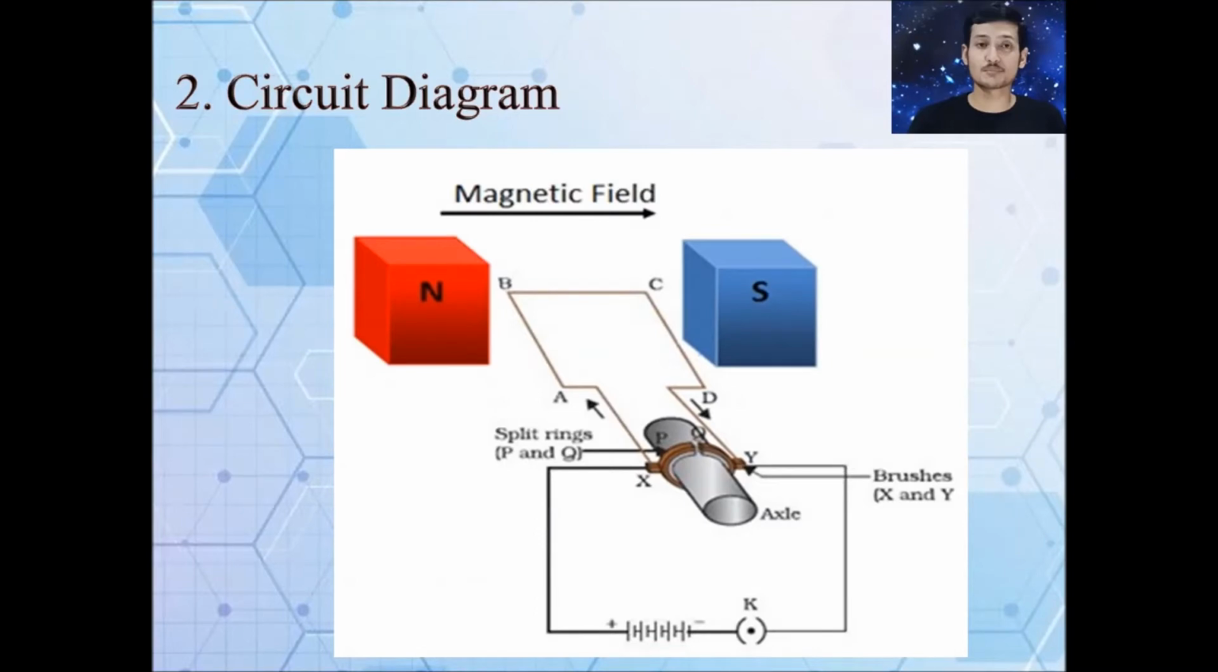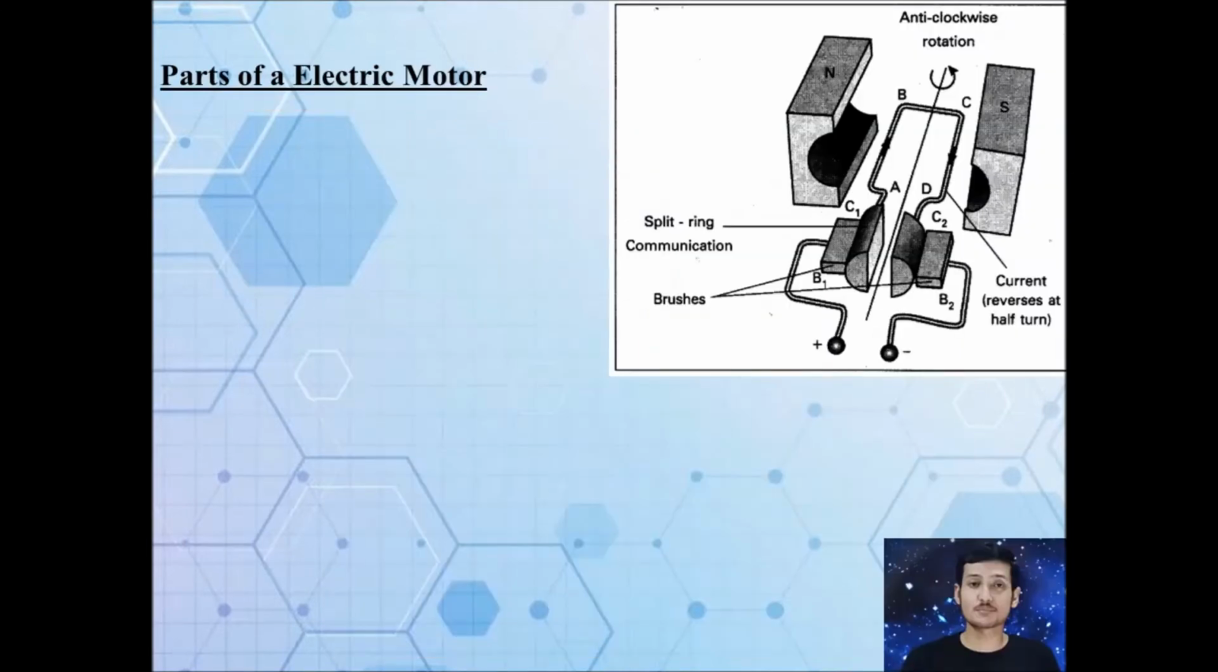Now let's see the circuit diagram. Here is the schematic diagram of your electric motor. So let's see one by one what are their parts and what are their applications, why they are used in our circuit. First we have the armature. Here you can see the coil A, B, C, D. This is the armature. This is nothing but a conductor.